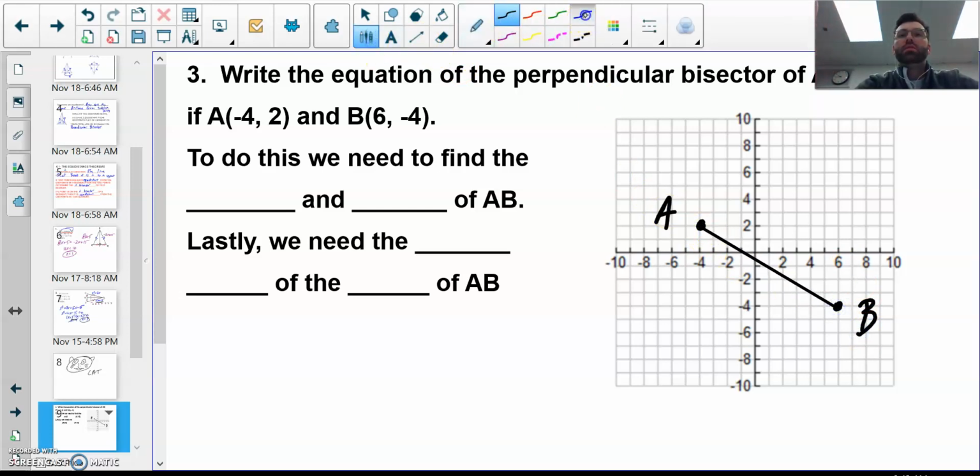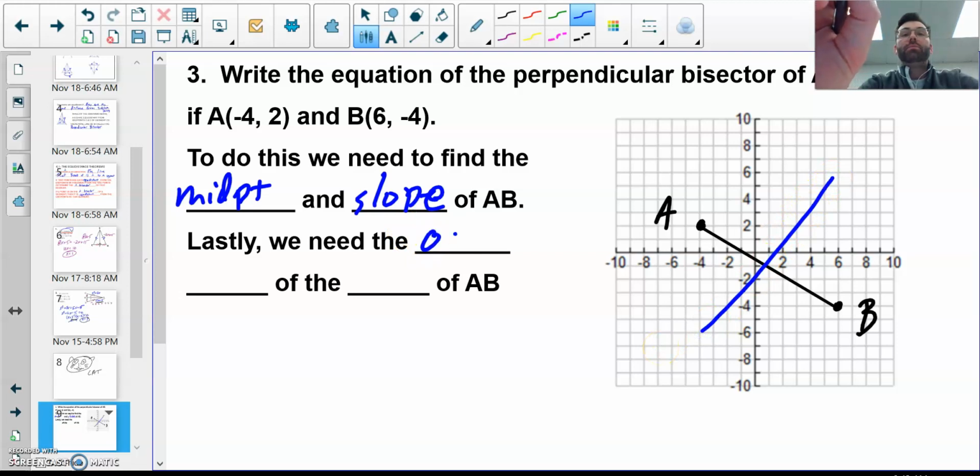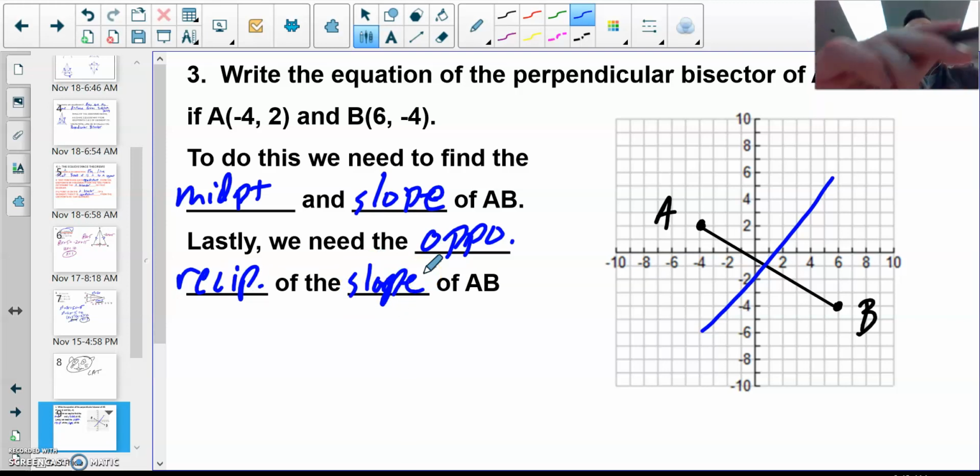All right, there. Okay, so now to do this, well, if it's a perpendicular bisector, it's going to split into 2 equal parts. So first I need to find the midpoint. And next I also need to find the slope. Once I find the slope, if it's perpendicular to AB, our line is going to go through AB, right? I need the opposite reciprocal of the slope.